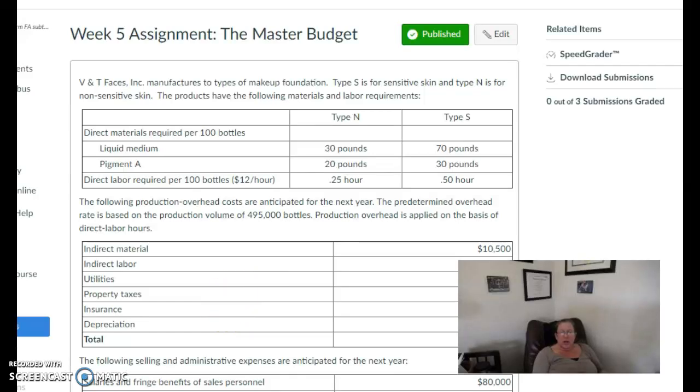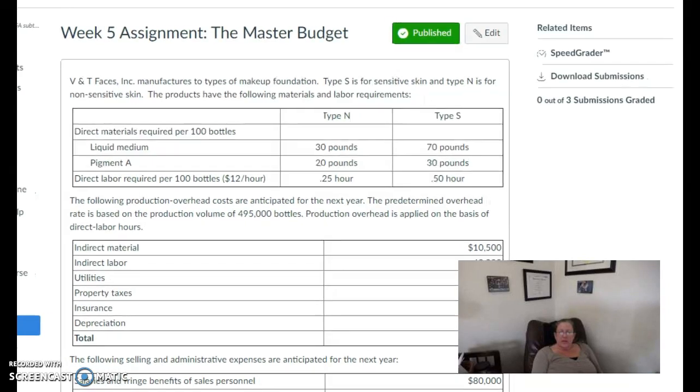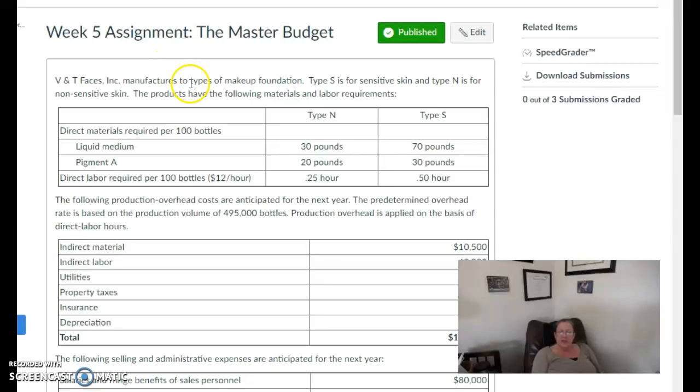Hello everyone. I wanted to talk today a little bit about the week 5 assignment on the master budget. In this assignment, the company V&T Faces Incorporated manufactures two types of makeup foundation. Type S is for sensitive skin and type N is for non-sensitive skin. The products have the following materials and labor requirements.